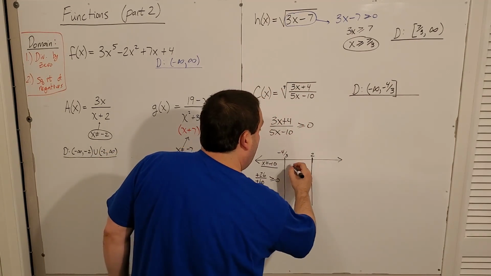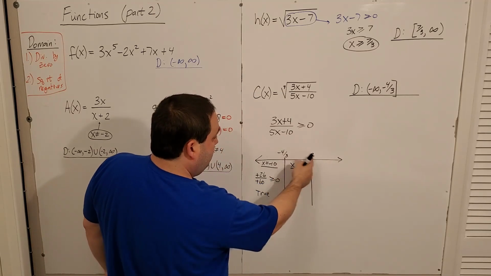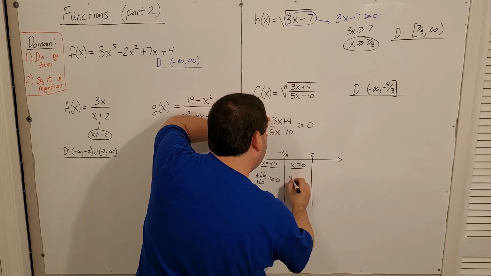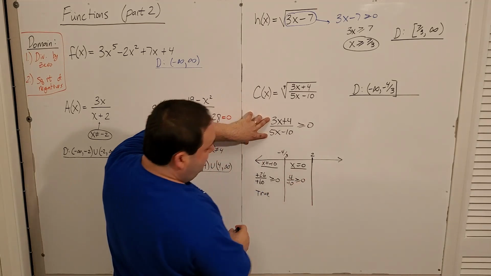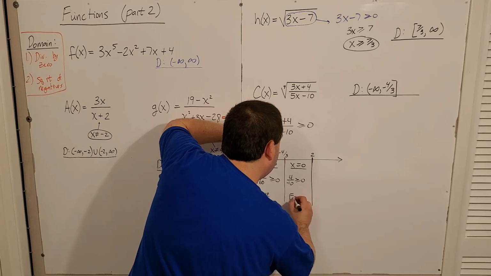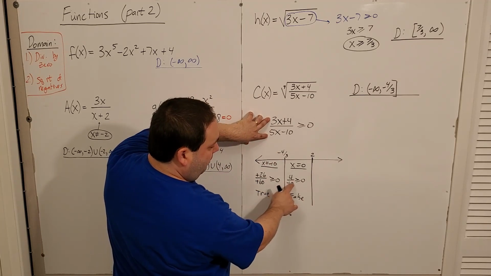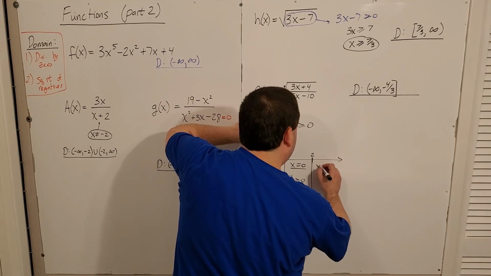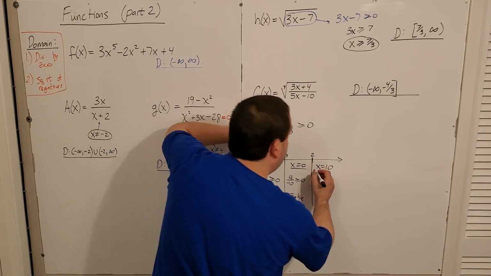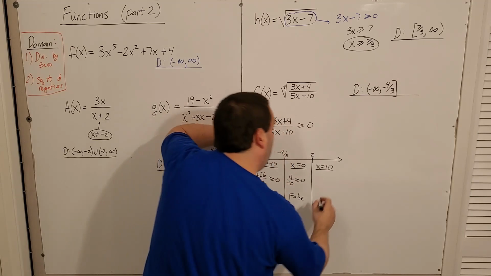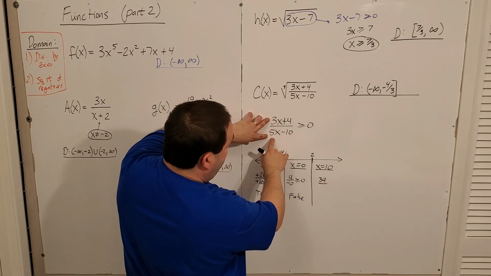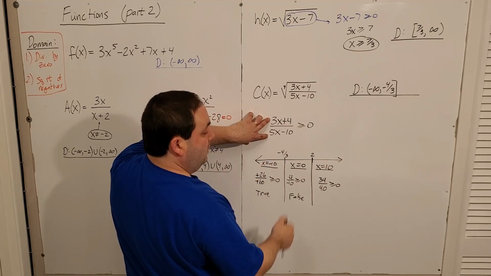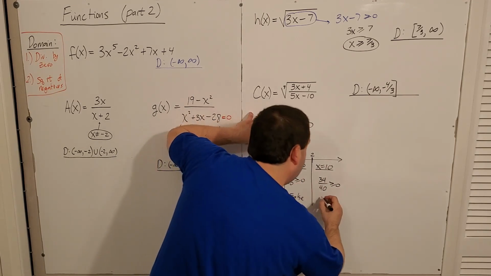Next section, I'll test 0 because 0 is in between those two. So if I plug in 0, I'll have 4 over negative 10 is greater than or equal to 0. And that's false because it's a negative number, which is not greater than 0. Okay, last section. Let's test x equals 10. So 30 plus 4 is 34. And 50 minus 10 is 40 is greater than or equal to 0. Yeah, that's absolutely true because it's positive, right? So this is true.